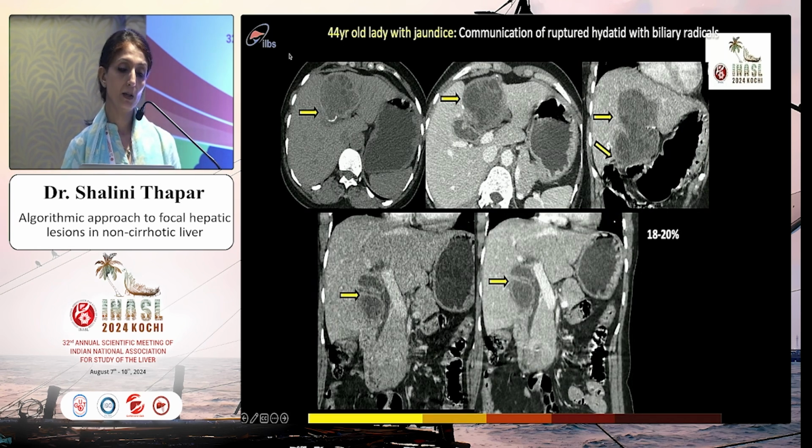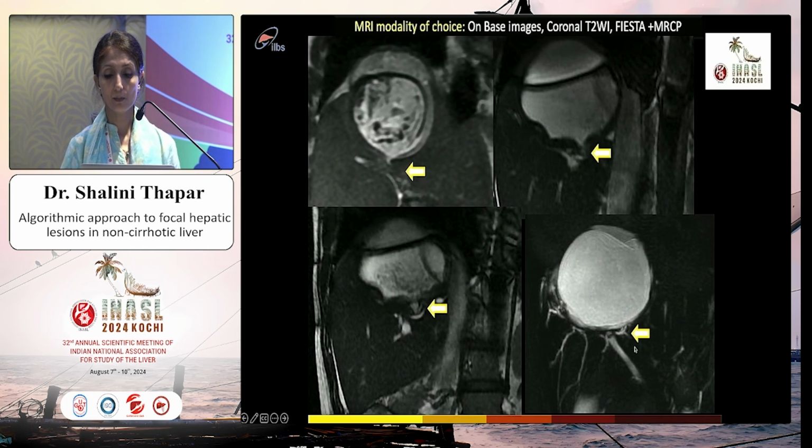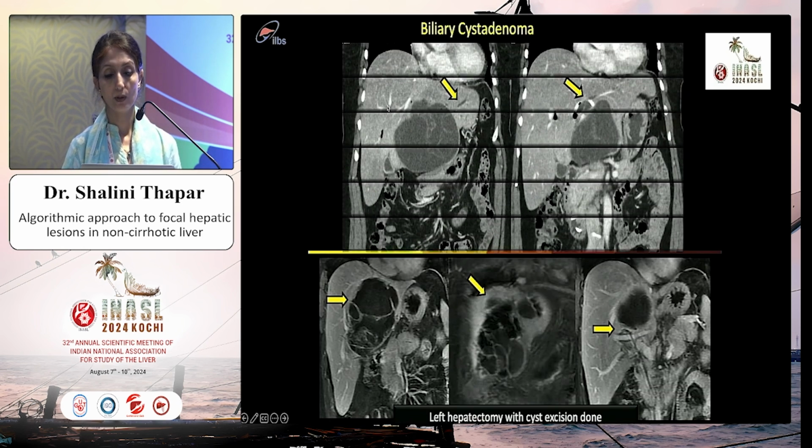Now, hydatids, I know if they're classical, are very easy to diagnose. We see peripheral calcification, we see a cyst, but the key point here is that we have to look for complications and communication, like here with the bile duct. So MR is the modality of choice for hydatids because you can easily look at the biliary ducts communicating with the hydatid, and you can see these floating membranes within the liver.